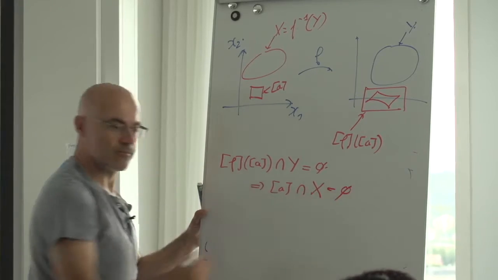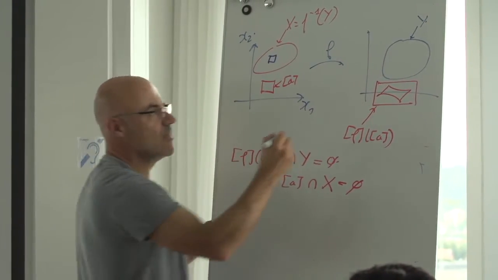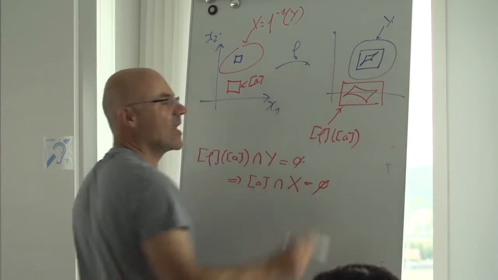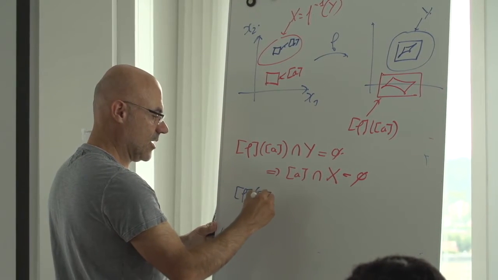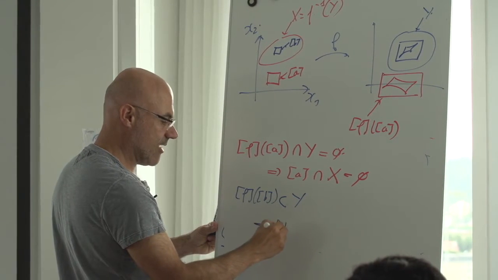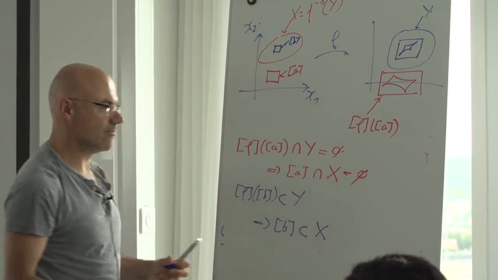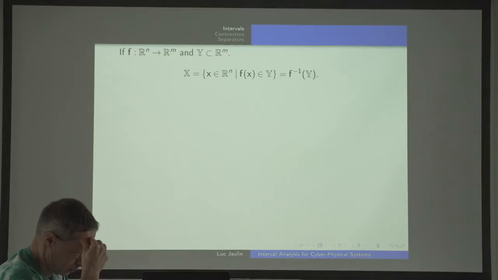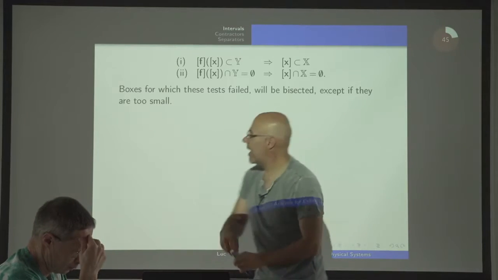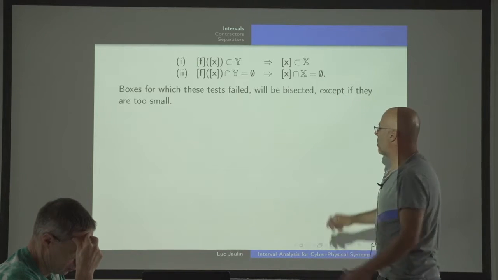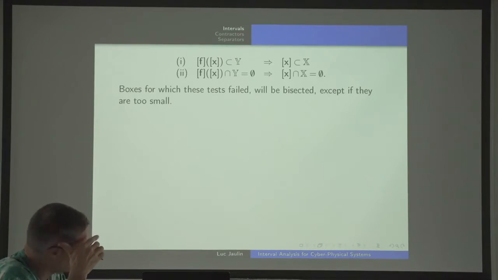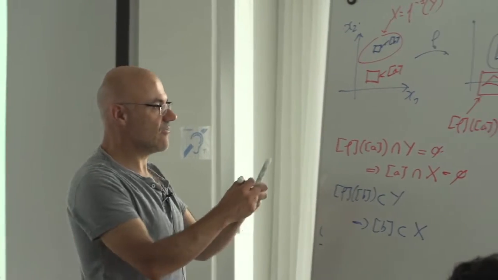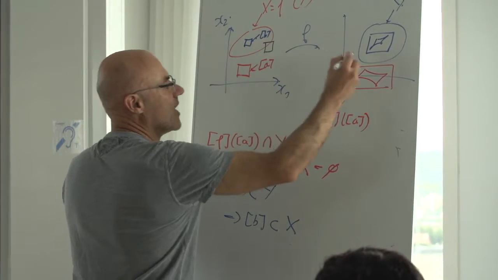Okay? You understand this? If I take a box here, the image can be something complicated, but I can enclose it. So here it's B. If f of B is included in Y, then I can conclude that B is included in X. I am sure that here I am in the solution set. So using this, I have these two tests that make it possible to decide if a box is inside the solution set or not. If I cannot decide, then I will bisect the box. For instance, if I take this box, the image will be like this.